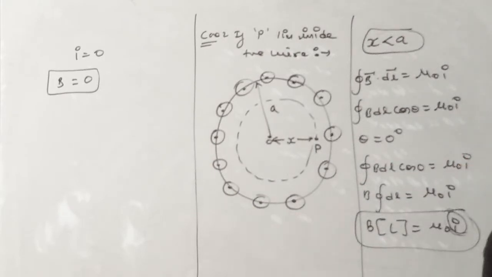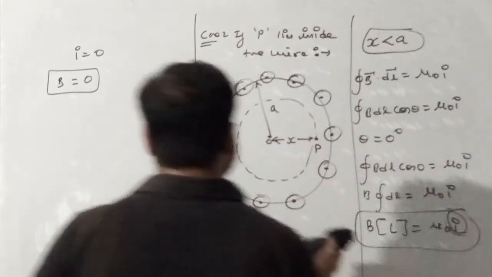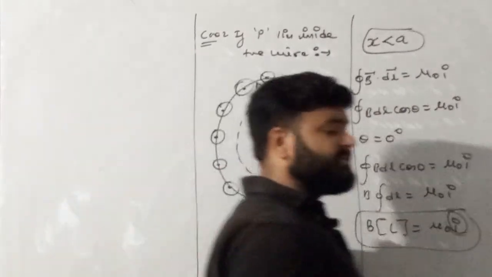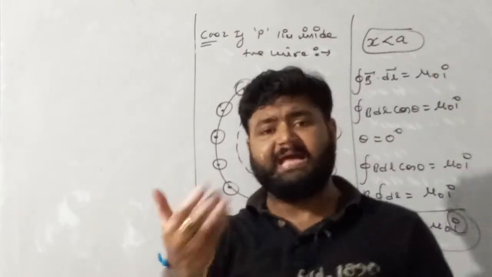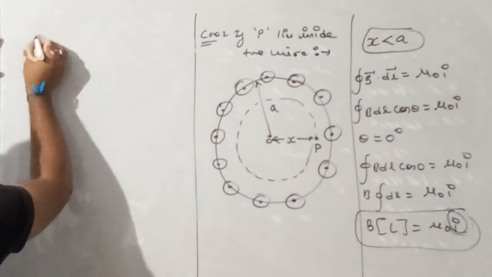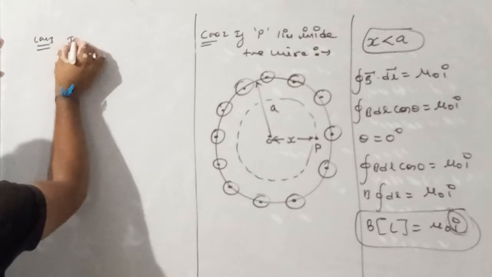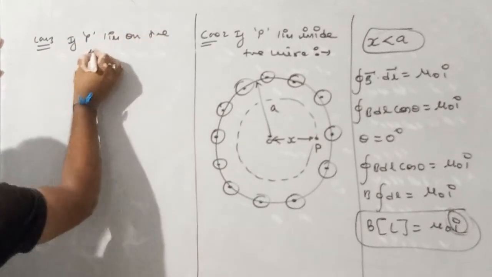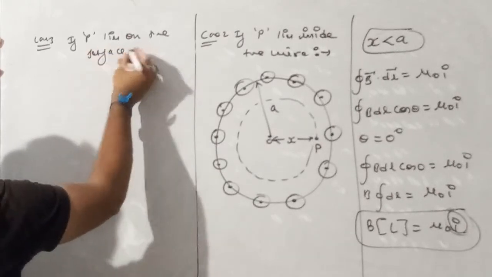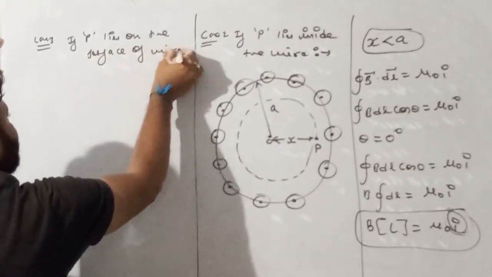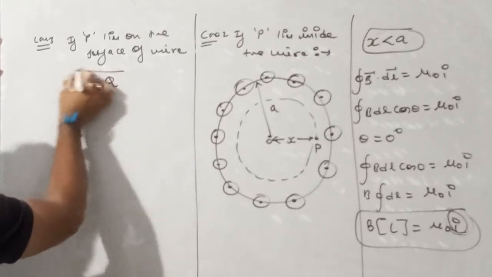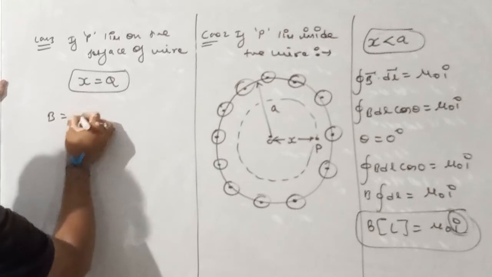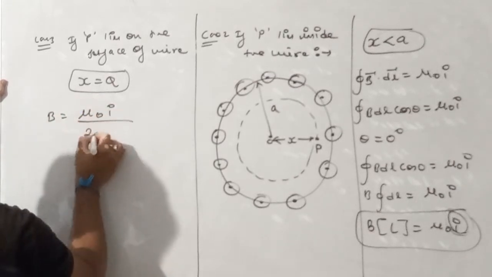Now let's discuss case 3, if point P lies on the surface of the wire. If P lies on the surface of the wire, then x must be equal to A. Now see, the value of the magnetic field is mu naught I upon 2 pi A.